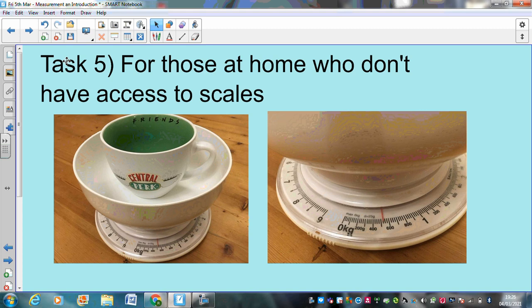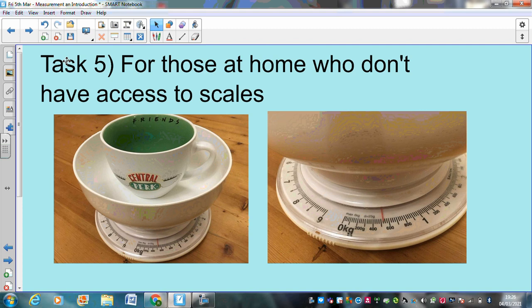If you haven't got scales and jugs, here is task 5 for you. What I would suggest is pause now and do tasks 1 to 4 and then come back to tasks 5 to 9. So pause now and do tasks 1 to 4. Okay, hopefully you've just joined me. I hope you completed tasks 1 to 4.